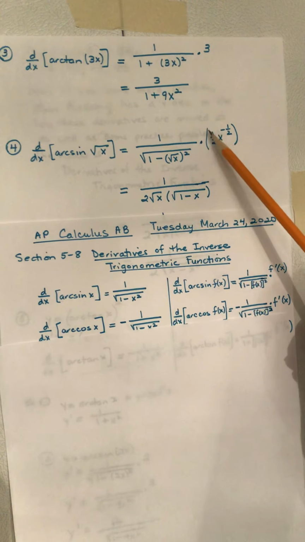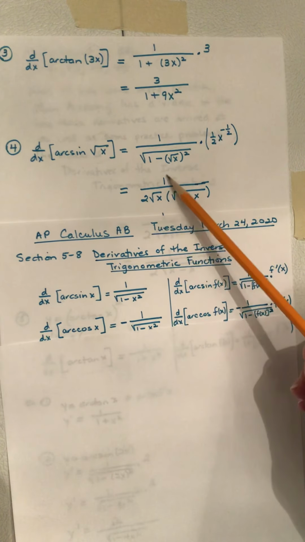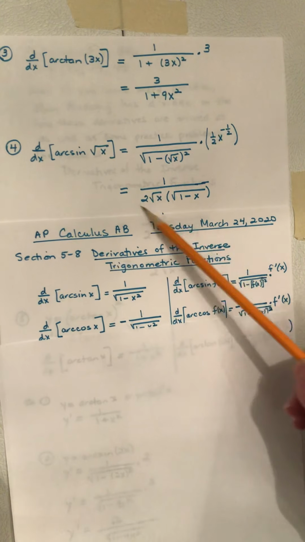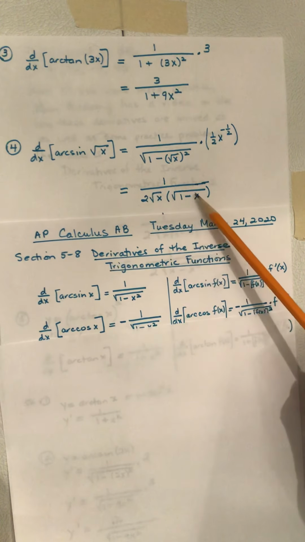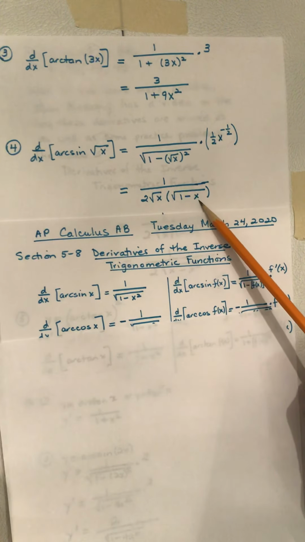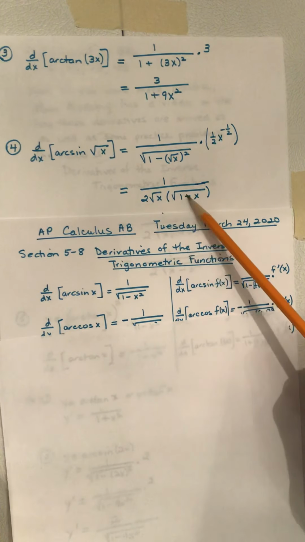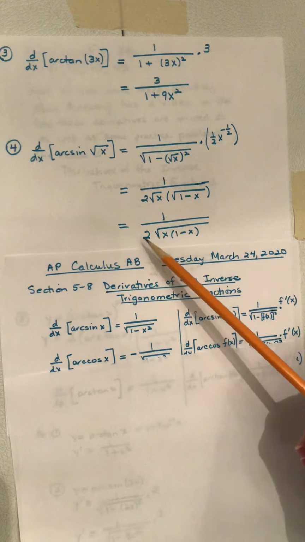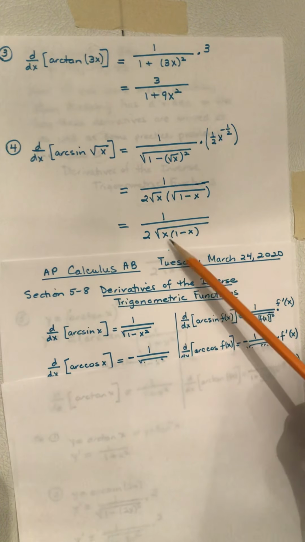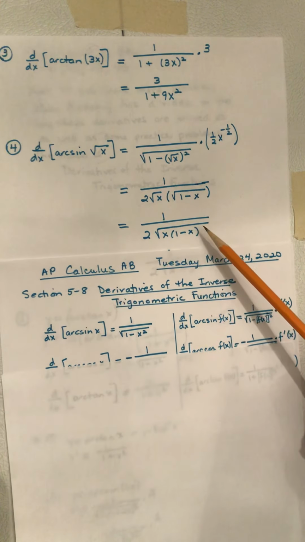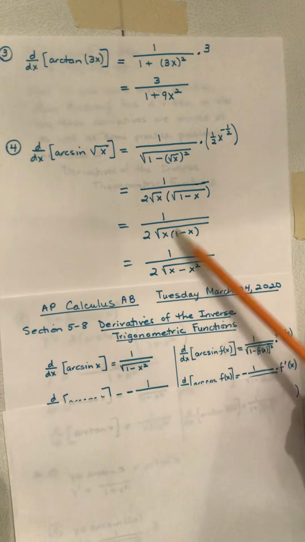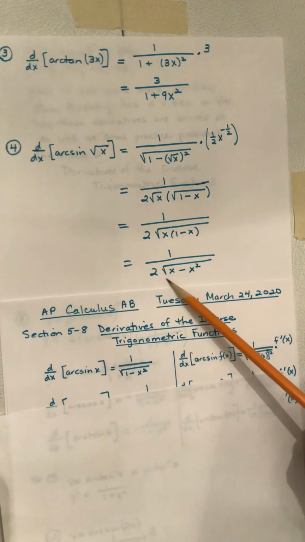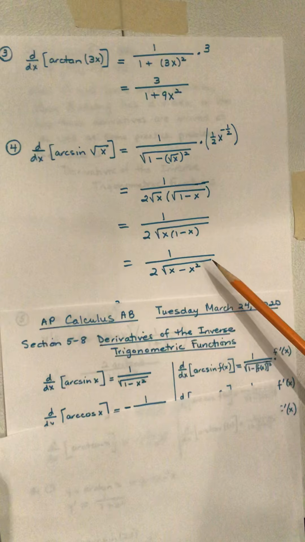And this is really 1 over 2 times the square root of x. And x is under the radical, and so is 1 minus x under the radical. They're both square roots. We can multiply them together and put them under the same radical. So we get 1 over 2 times the square root of x times the quantity 1 minus x, which if you distribute, you get 1 over 2 times the square root of x minus x squared.